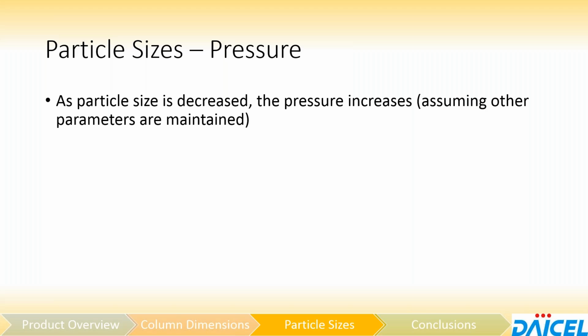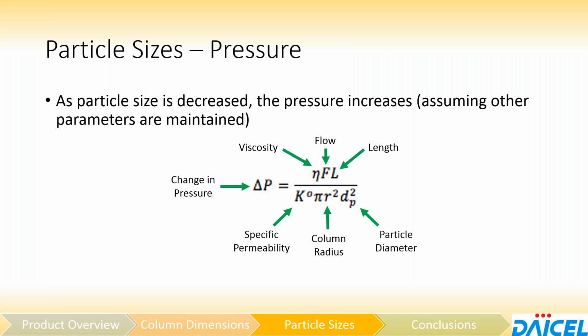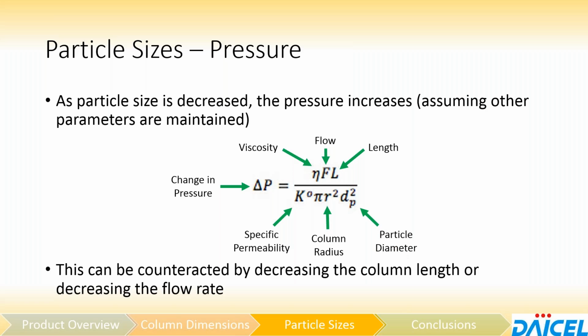If we look at pressure for a second here, as particle sizes decrease, pressure increases, assuming again that all other parameters are maintained. Going back to that pressure equation, we know that the change in pressure is inversely proportional to the particle diameter, so that all holds true. This, of course, can be counteracted by decreasing the column length or decreasing the flow rate, which we talked about previously when we talked about scaling for flow rates.